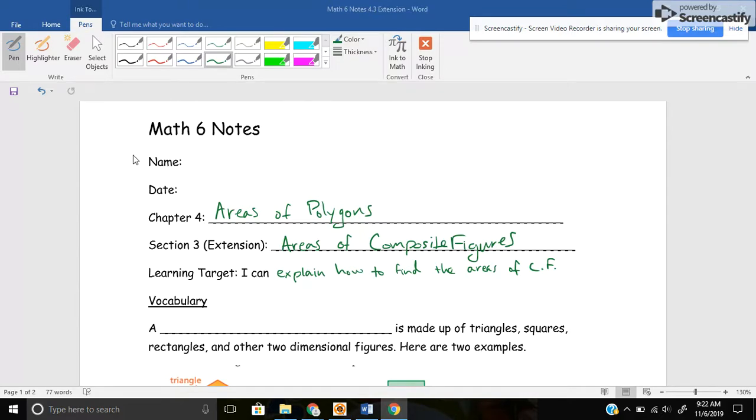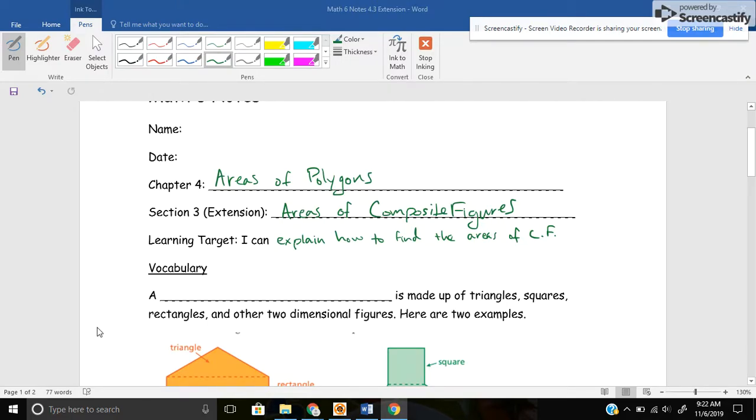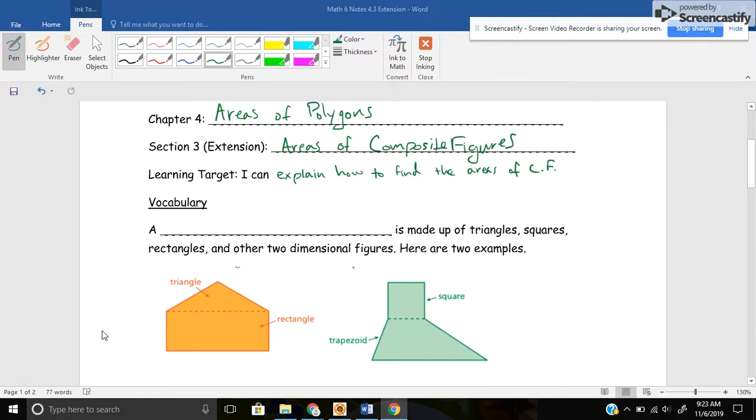It says a blank is made up of triangles, squares, rectangles, and other two-dimensional figures. Here are two examples. Okay, that would be a composite figure. That's when you just have a two-dimensional shape that is made up of two or more shapes that you know. So, for example, here we have a triangle and a rectangle, and here we have a square and a trapezoid.